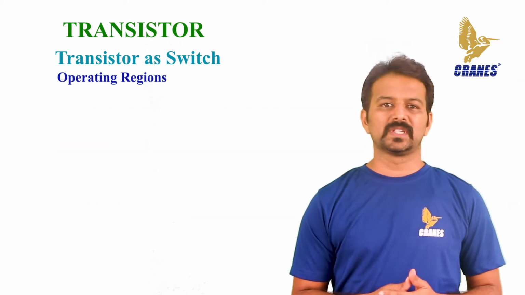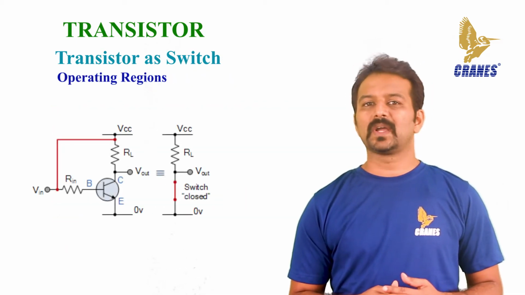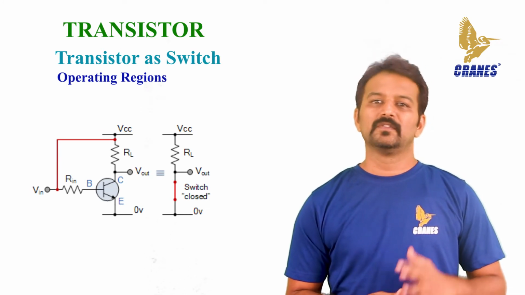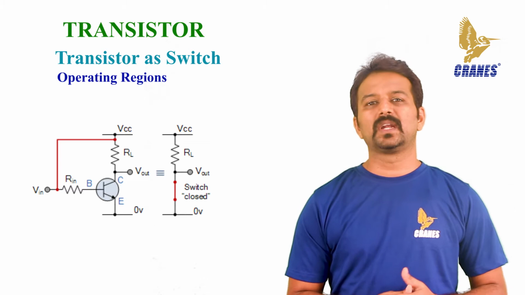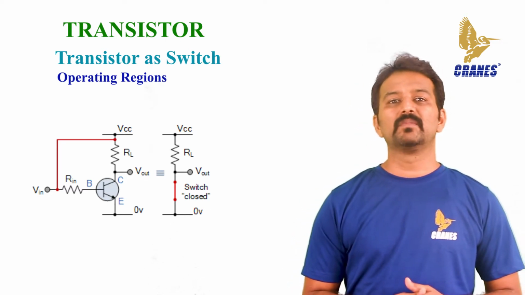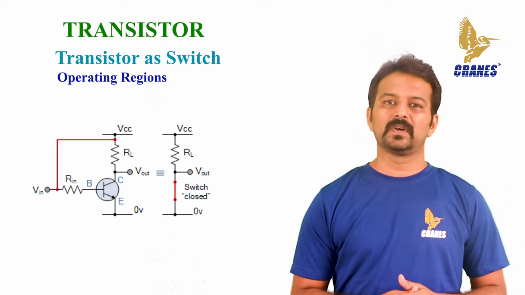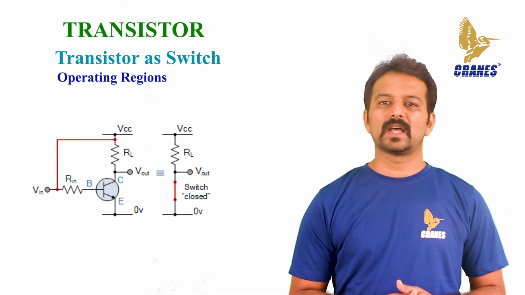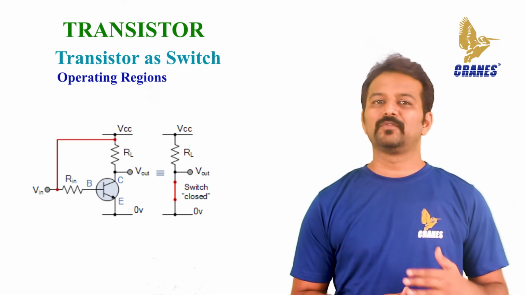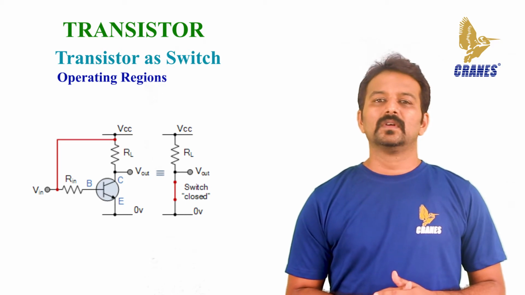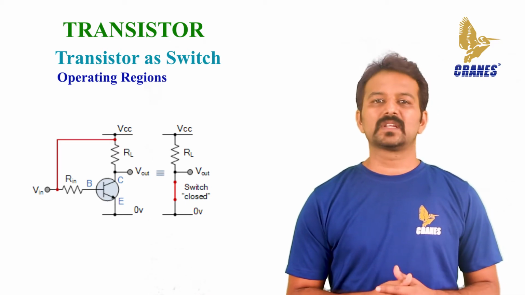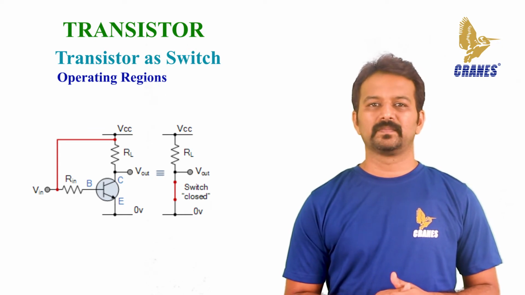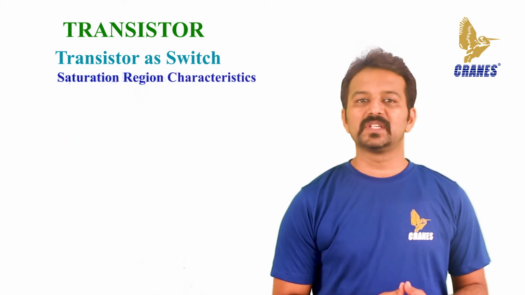Next, the saturation region. Here the transistor will be biased so that the maximum amount of base current is applied, which results in the maximum collector current, resulting in the minimum collector emitter voltage drop, which results in the depletion layer being as small as possible and the maximum current flowing. Therefore, the transistor is switched fully on in the saturation region. Let's look at the saturation region characteristics.